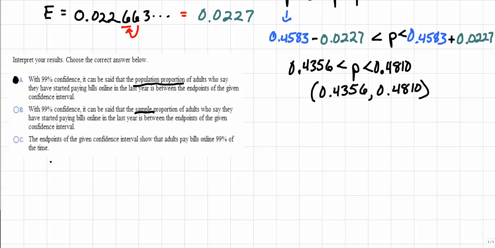And then part C, the endpoints of the given confidence interval show that adults pay bills online 99% of the time. That is a false statement. We cannot make that statement.